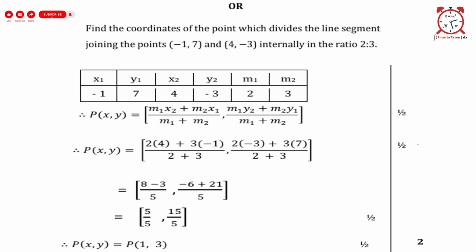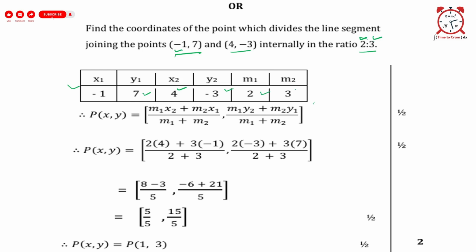This is the internal option for the given lesson. Find the coordinates of the point, given points (minus 1, 7) and (4, minus 3), which is divided by the required point in the ratio 2 is to 3. So here it is very nicely written, all the things. x1 is minus 1, y1 is 7, x2 is 4, y2 is minus 3, and the ratio m1 is 2 and m2 is 3.